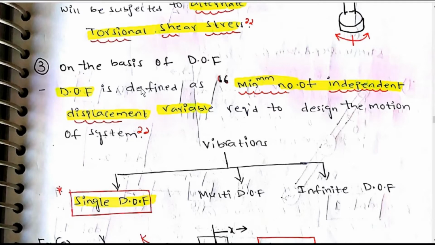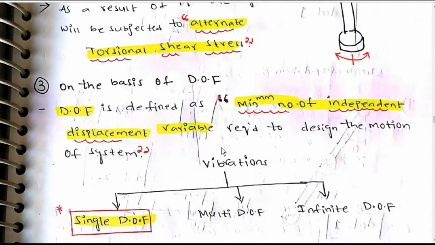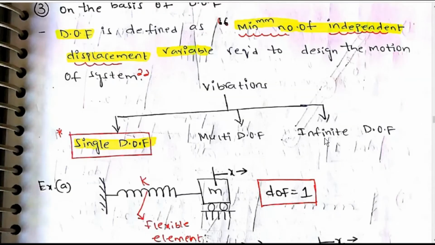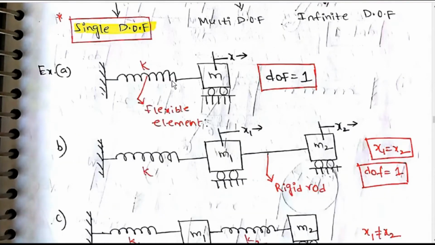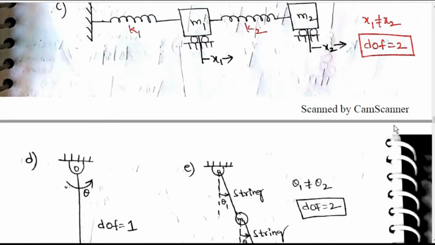On the basis of degrees of freedom, this is another classification. Degrees of freedom is defined as the minimum number of independent displacement variables required to describe the motion of the system. Vibrations: single degree of freedom, multi degrees of freedom, infinite degrees of freedom. Spring as a flexible element: only x direction is there, degree of freedom is equal to 1. Spring on a rigid rod, x1 is equal to x2, degree of freedom is equal to 1. And here, with a rigid rod and two springs k1, k2, masses m1, m2, x1 not equal to x2, so degrees of freedom is equal to 2.